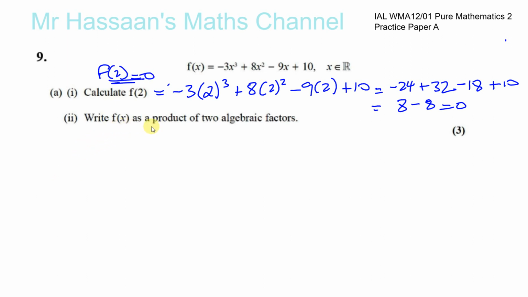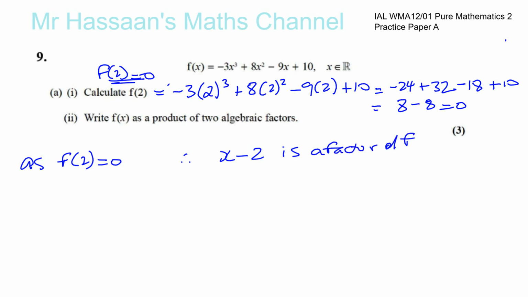This says write f of x as a product of two algebraic factors. Well, as f2 is equal to 0, therefore x minus 2 is a factor of fx. Okay, that's from the factor theorem. Any number you substitute into there, then x minus that number is going to be a factor.